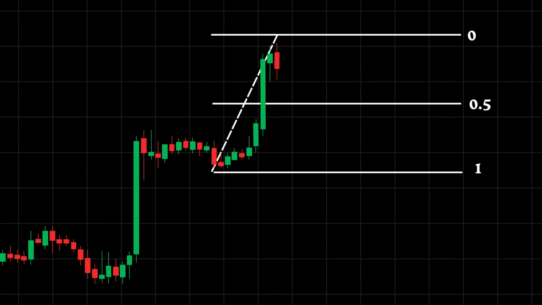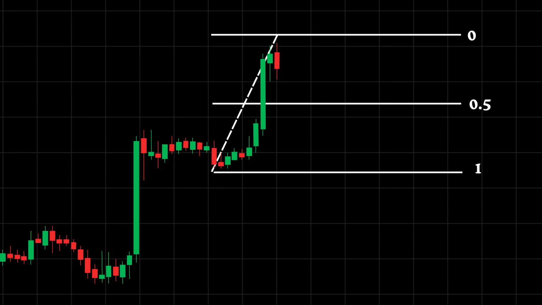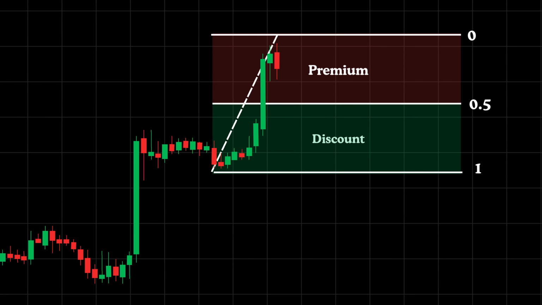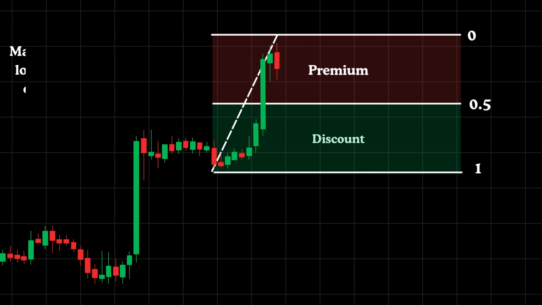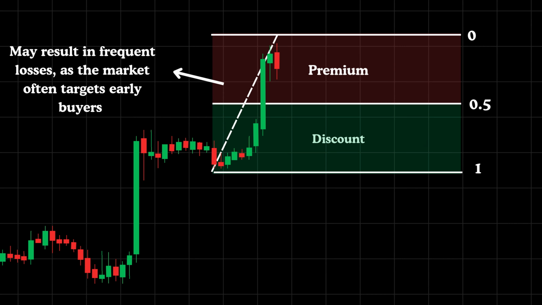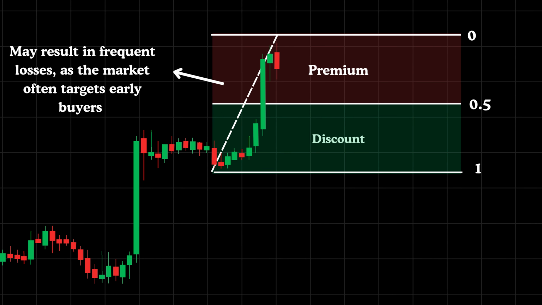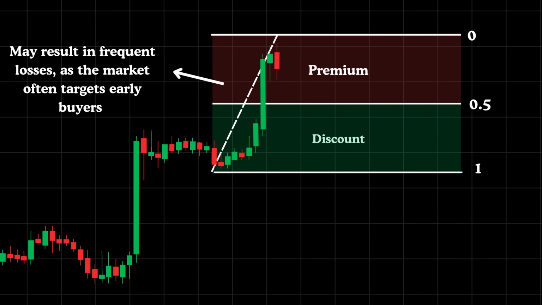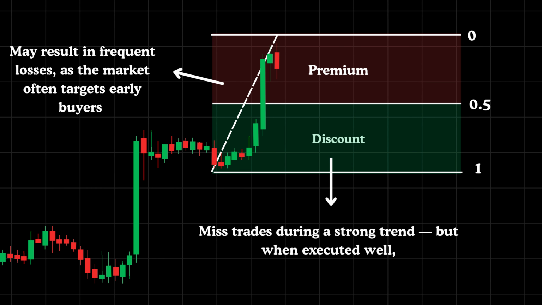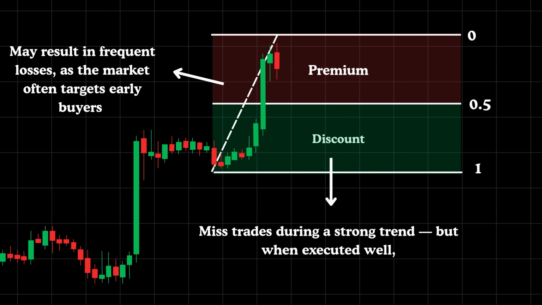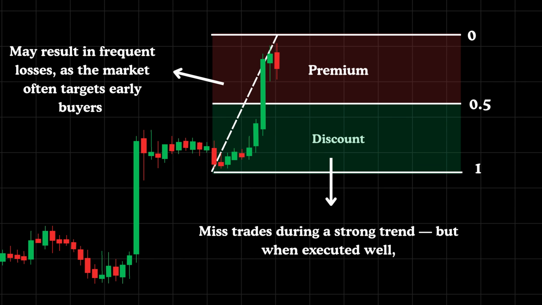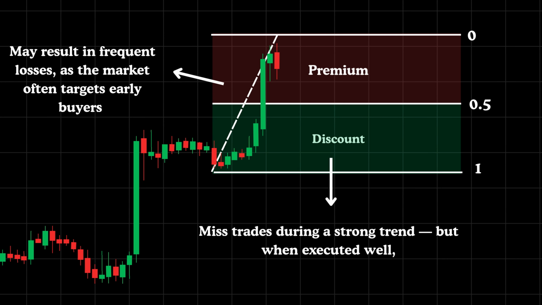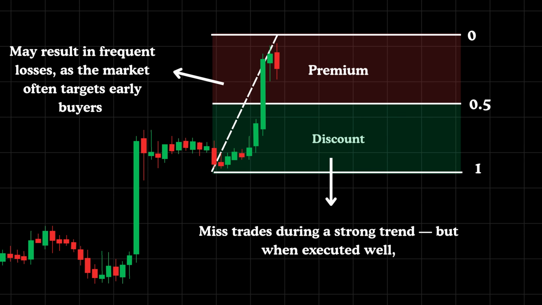In a bullish context, the area above the 50% retracement is referred to as the premium zone, while the area below it is known as the discount zone. Attempting to buy in the premium area may result in frequent losses, as the market often targets early buyers to tap into liquidity. On the flip side, aiming to enter in the discounted area can cause you to miss trades during a strong trend, but when executed well, it offers high risk to reward potential. The same logic holds true for bearish setups. These are some essential principles surrounding price action and retracement zones.